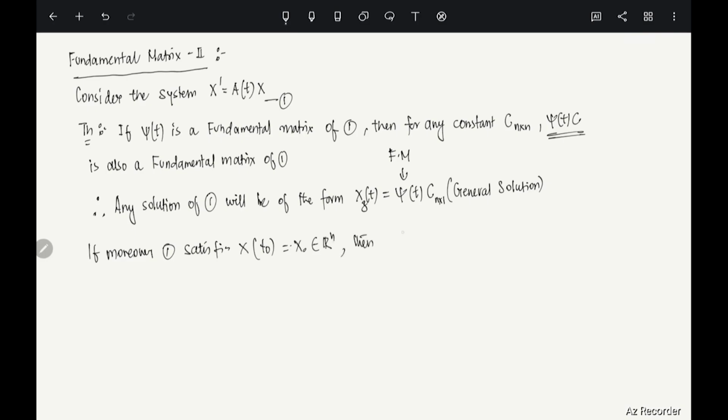Then x(t0) is given to be x0, so this will satisfy Φ(t0)C = x0. That implies the constant vector is given by C = Φ⁻¹(t0)x0. Here x0 is a vector in Rⁿ and Φ⁻¹(t0) is an n×n matrix. Since Φ is a fundamental matrix, it is invertible, hence I can take the inverse. Therefore we know the solution of the problem x' = A(t)x with x(t0) = x0.